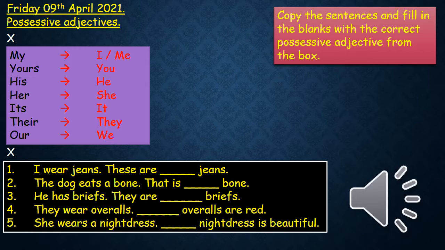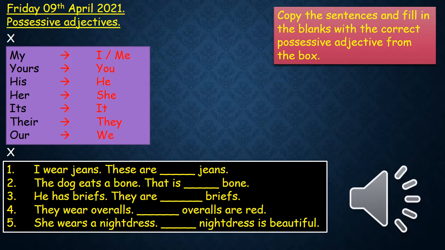Then please copy the square with my, draw a little arrow, and then I. Yours, draw a little arrow for you. Remember, boys and girls, we're focusing on the possessive adjectives. They are the words in black. My, yours, his, her, its, their, or our. After that, leave another line open. Again, do not copy the white X. And copy sentences number 1 to 5.